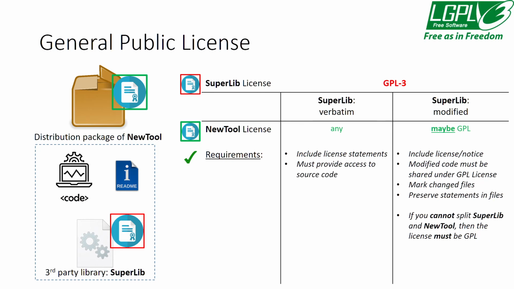So what if Superlib is distributed under a GPL3 license? Well, first, if we are redistributing the verbatim version of the Superlib, then we need to include all license information provided in the Superlib package into the NewTool package. Additionally, we must provide a link to the source code of the Superlib library.